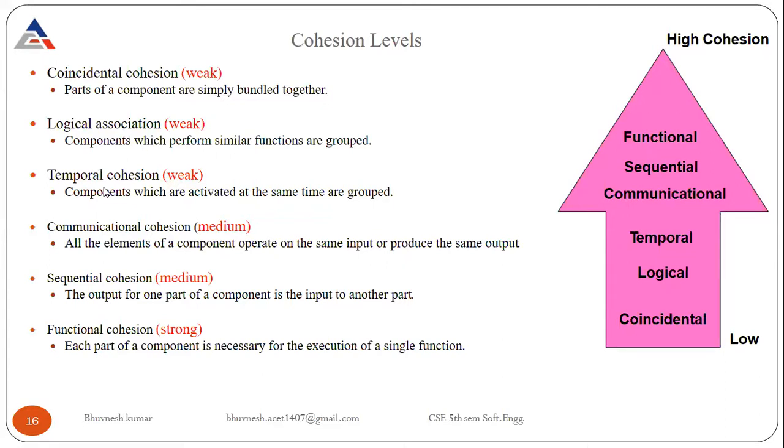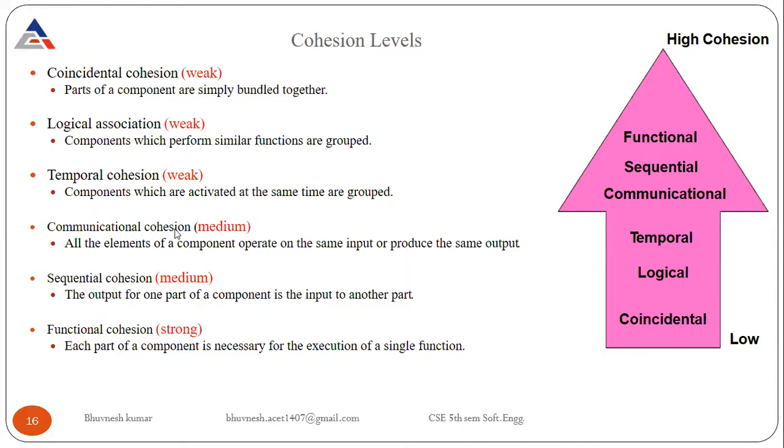Temporal means they depend on time. Components which are activated at the same time. Component means module or functions; we are talking about a single module, and in that there are functions. The functions that are activated at a single time, that is temporal cohesion. That should also be low. What should be high? Your functional cohesion should be high. If your functional cohesion is high, your product design should be strong and your coding will be strong.